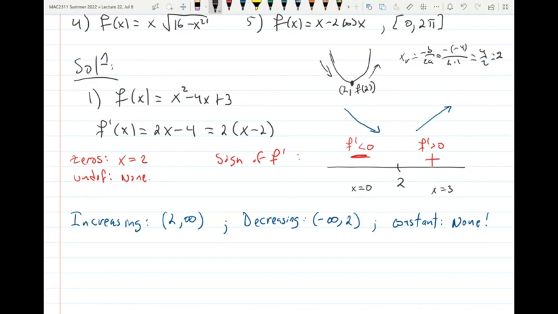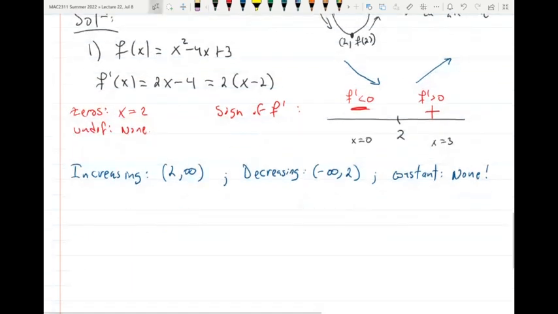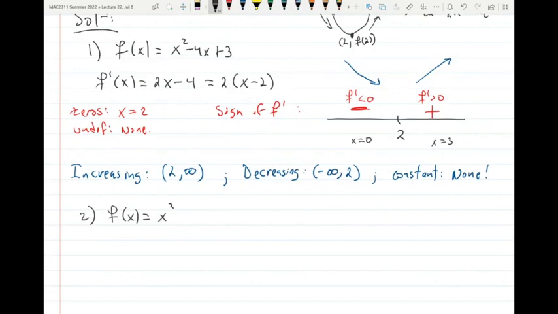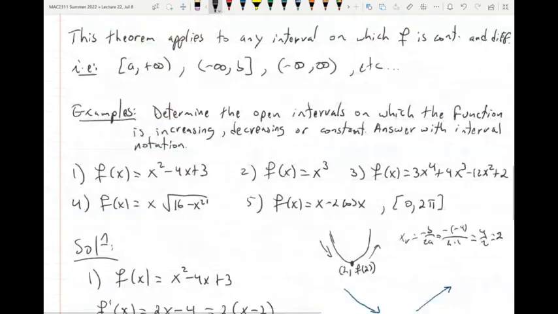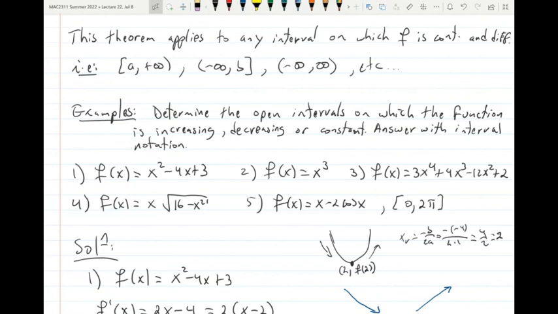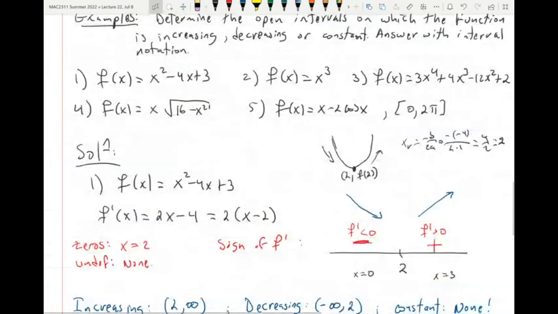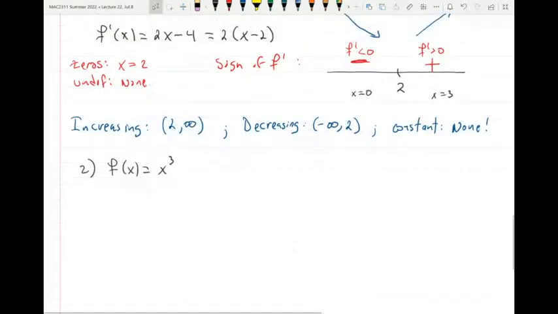Let's do another one. Let's do f of x equals x cubed. That's our second example. In this case, what sort of answer are we expecting? As you know, x cubed is a function that's always increasing. So we should get that it's increasing everywhere and never decreasing. Well, let's see it.